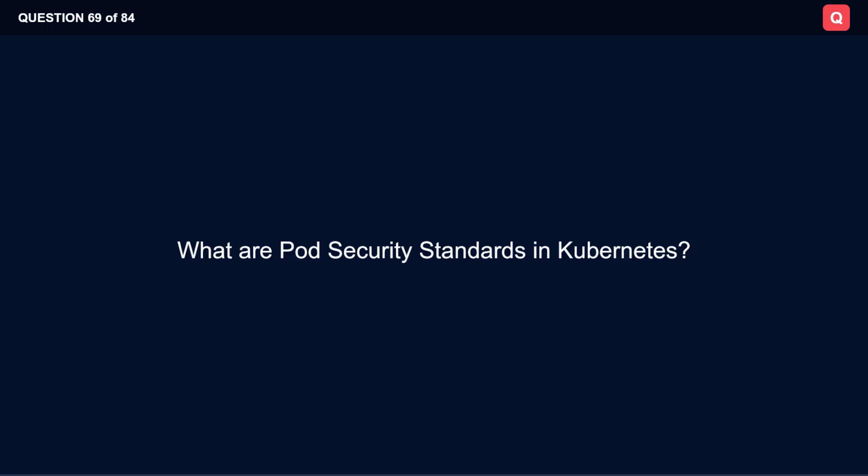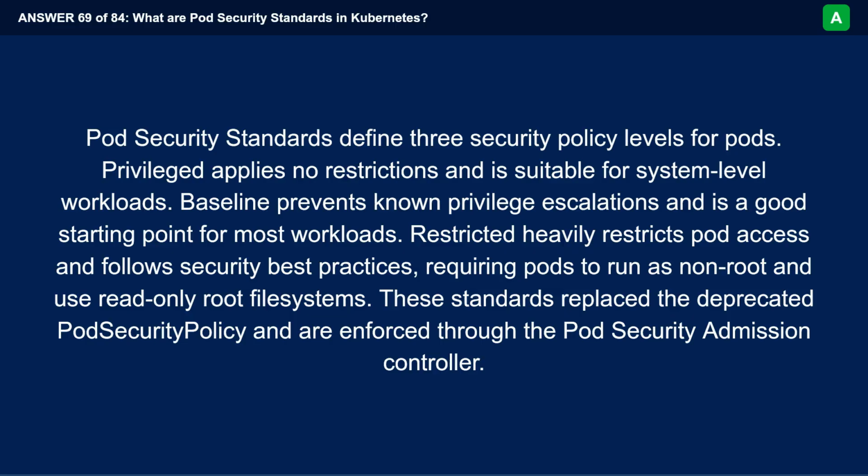What are pod security standards in Kubernetes? Pod security standards define 3 security policy levels for pods. Privileged applies no restrictions and is suitable for system-level workloads. Baseline prevents known privilege escalations and is a good starting point for most workloads. Restricted heavily restricts pod access and follows security best practices, requiring pods to run as non-root and use read-only root file systems. These standards replace the deprecated pod security policy and are enforced through the pod security admission controller.